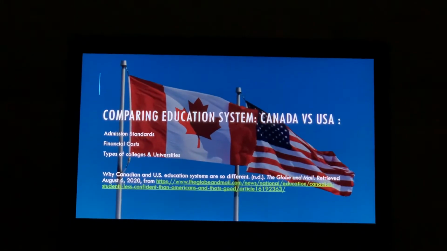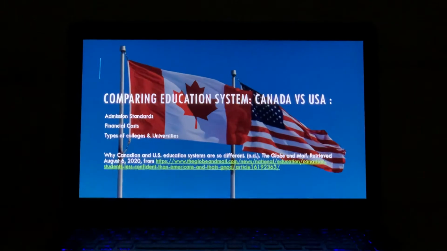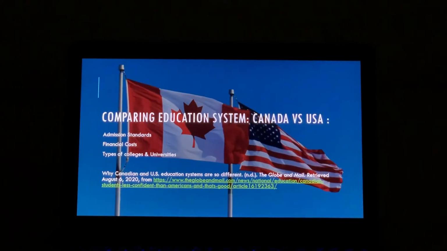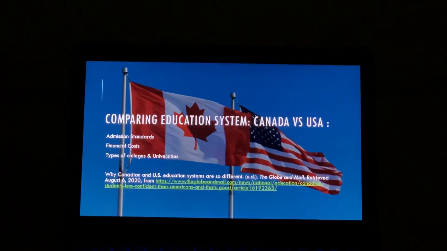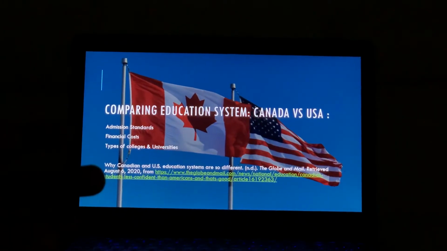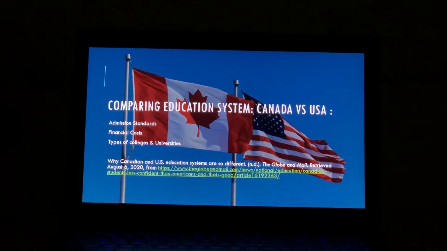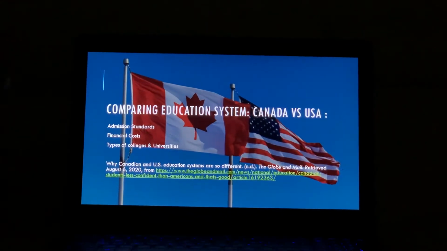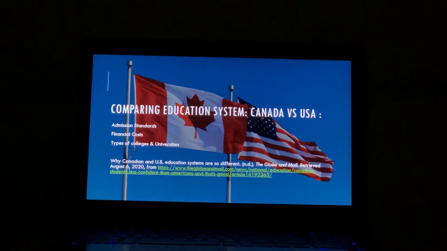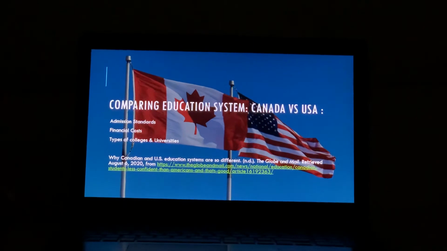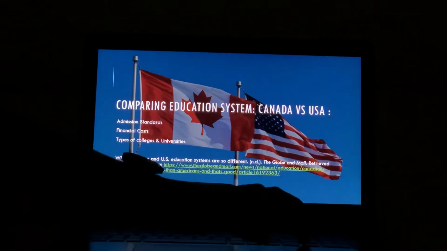But if we talk about the financial cost, we'll talk about that later on, but I would like to mention here that it's quite less expensive than America. Further, admission standards. Here admission standards are quite well developed, also developed in America, but in Canada it's quite easy to understand and cooperate with, and we can achieve it and enter into the education system in Canada compared to the United States.